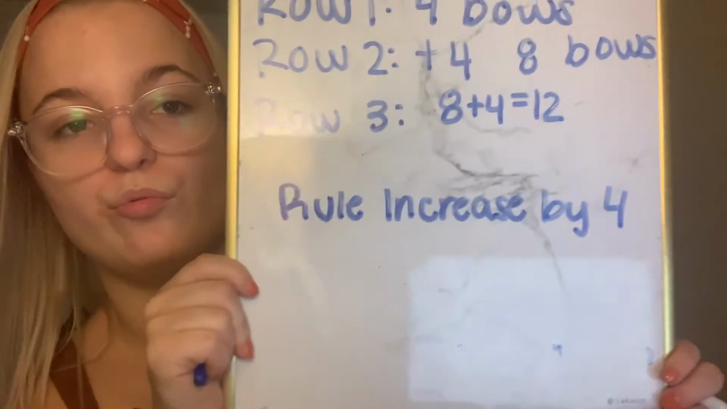So now the students would move on to independent practice. During independent practice, they would be completing rows 4, 5, 6, and 7 on their own. Remember, the rule is increasing by 4. So on the board written for them, I would have the rule increase by 4. Since they are in 4th grade, they should be able to identify what the word means. That the word increase can also tell us to add.